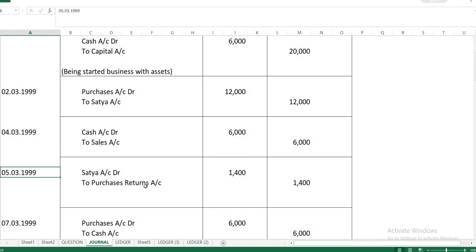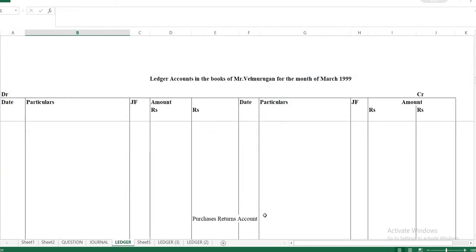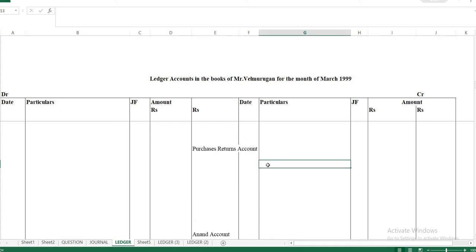Now the purchases returns account we haven't done. In the purchases returns account you have to mention "by Satya account" on the credit side. Where is the purchases returns account? Just look it over. Here is the purchases returns account we prepared. You mention the date, the 5th, and then for "by Satya account", that amount, 1,400, also has to be given. So just open every account and post entries into those accounts like this. Later on we can close it up.